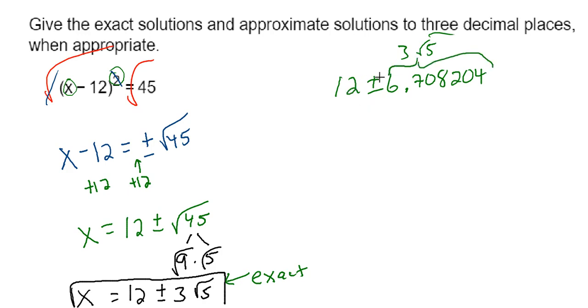Now I want to take 12 plus that number and 12 minus that number. So again, whenever you use the plus or minus, there are 2 answers. There's one answer where you use the plus sign. Whoops, kind of put too many 8s in there, it looks like. Let's try that again. 7, oh, that's supposed to be a 0. 08204. So that's one answer using the plus sign. And we have another answer using the minus sign.